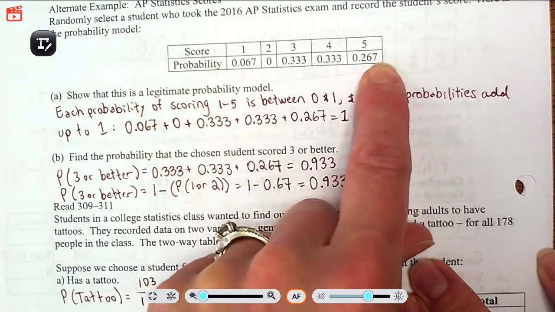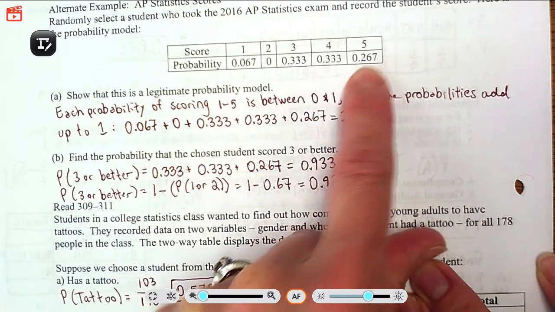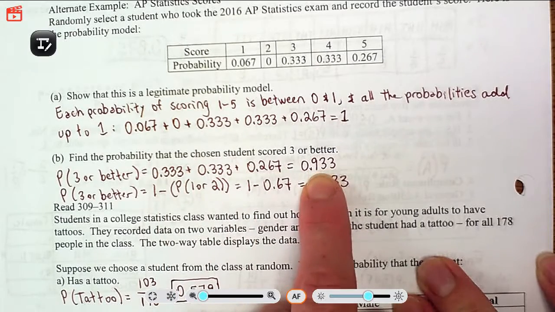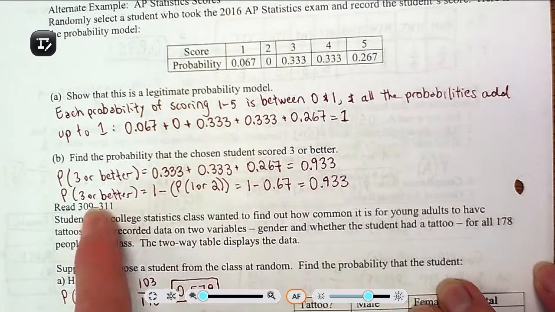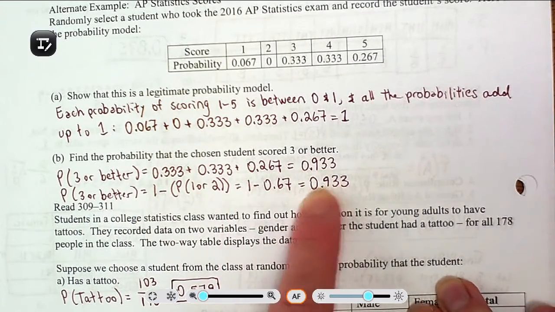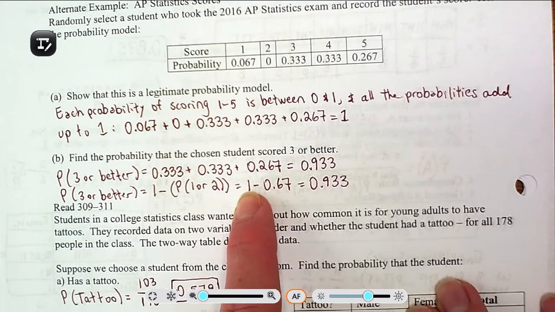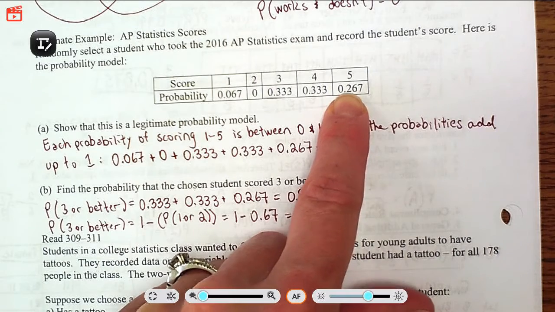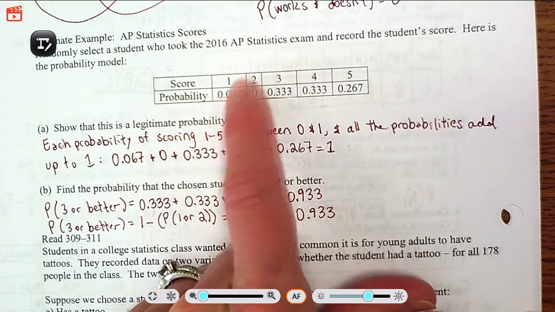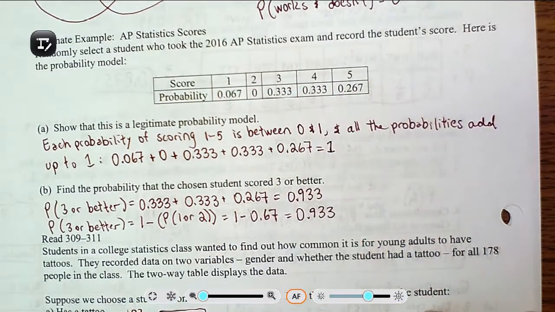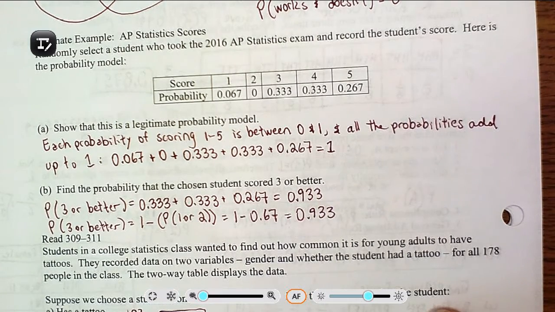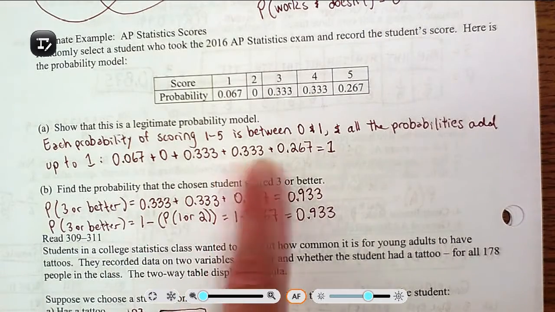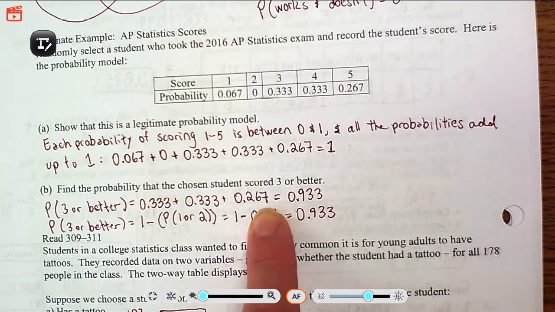Okay, find the probability that the chosen student scored 3 or better. This is often called passing the AP Statistics exam. So we add up 3, 4, and 5, the probability of getting a 3, a 4, or a 5, and we get 0.933. Or you can subtract the probability of getting a 1 or a 2 from the value 1. Now this is a great example of mutually exclusive events where each happens on its own and there's no intersection. So if somebody got a 4, they didn't get a 4 or 5, they got a 4. So therefore, when I add up the probabilities, I don't need to worry about subtracting the intersection.